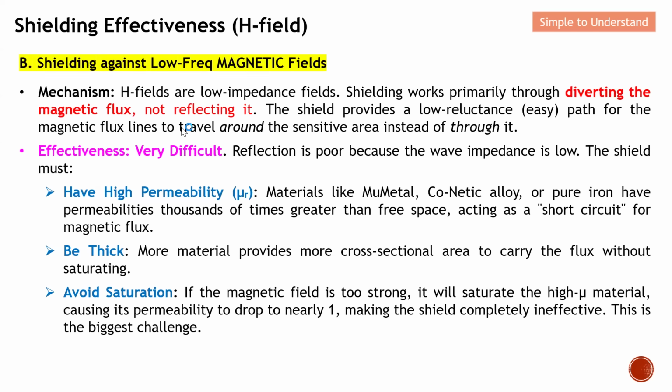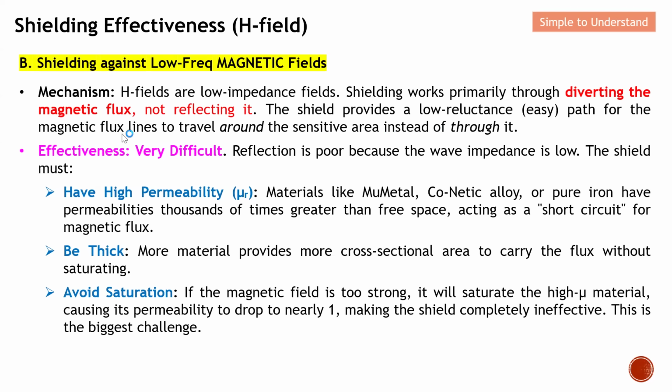So we have no way to reflect it, and we have some minimal absorption. However, it's not effective. The shield in fact provides a low reluctance path for the magnetic flux lines to travel around the sensitive area instead of through it. Later on I will have a diagram to explain all this.